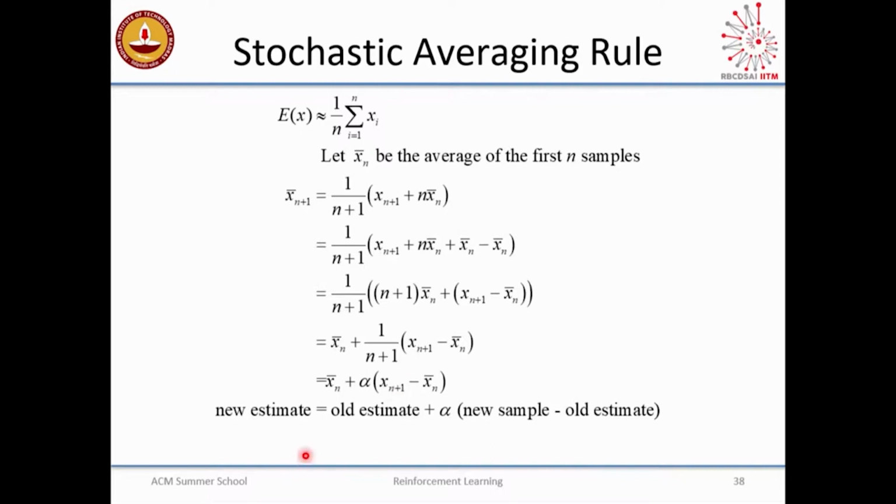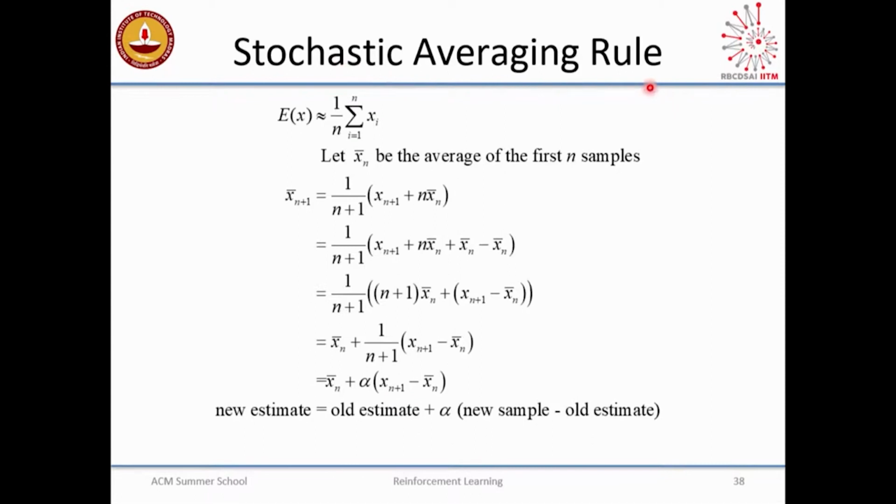So the general form for this, you can see, is that my new estimate of the average, which is x bar n plus 1, is equal to the old estimate, which is x bar n, plus some alpha times the new sample minus the old estimate. My new sample is x n plus 1, my old estimate is x bar n. Okay? So this is essentially a very simple way of taking average in an incremental fashion. You can think of this as an incremental averaging rule, or it's called the stochastic averaging rule. Right? So stochastic averaging rule is this.